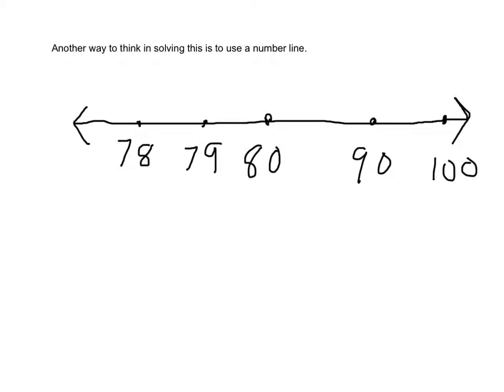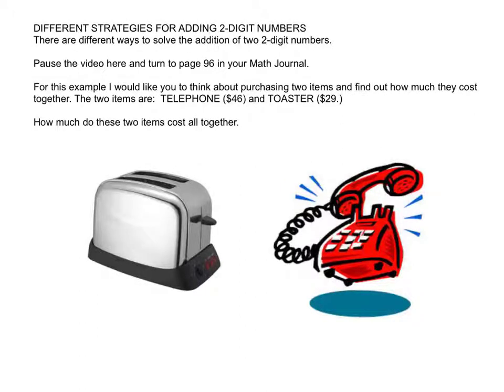Another way to think in solving this is to use a number line. You'd start at 78, count up 2, plus 10 is 12, plus 10 more is 22. Different strategies for adding two-digit numbers. There are different ways to solve the addition of two-digit numbers.